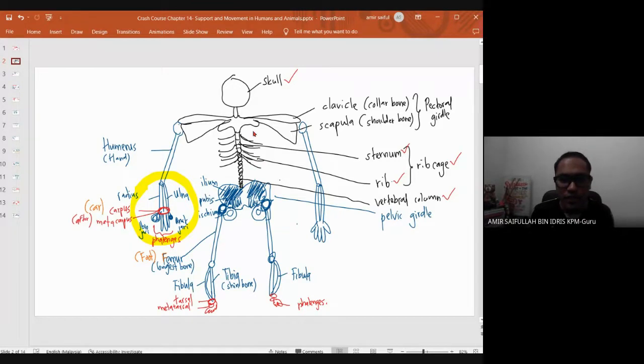Okay, now kita pergi kepada next one. Clavicle. Okay, ini appendicular. So clavicle ialah collarbone. Clavicle ni dekat mana? Clavicle ni sebenarnya dekat belakang. Kalau kamu tap your shoulder at the back, you can feel your clavicle. Okay, so this is your clavicle.